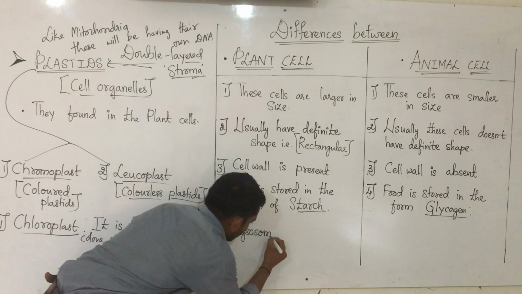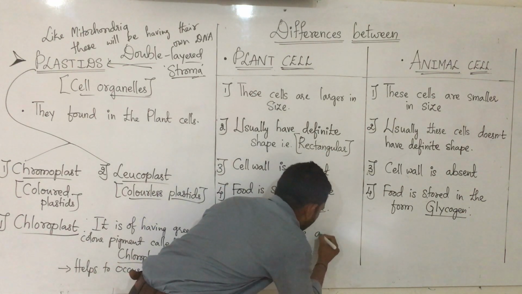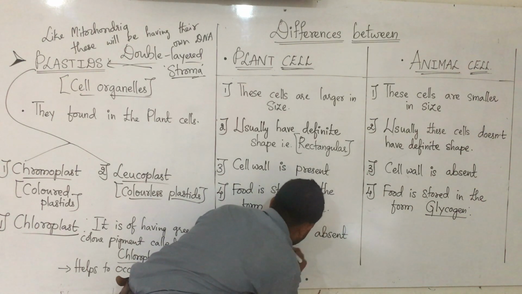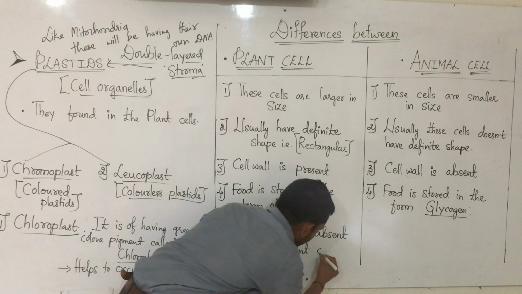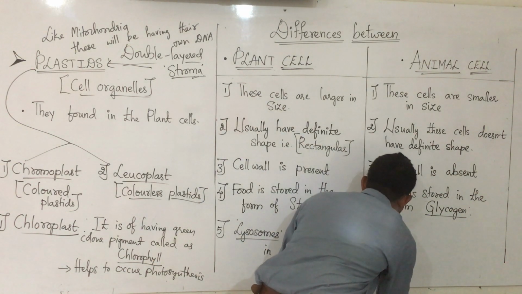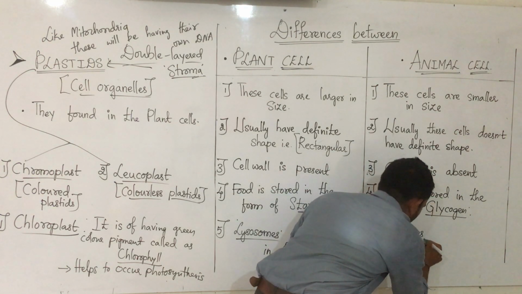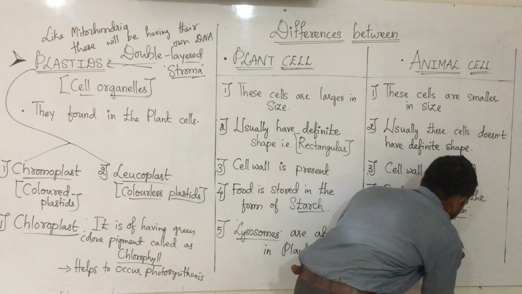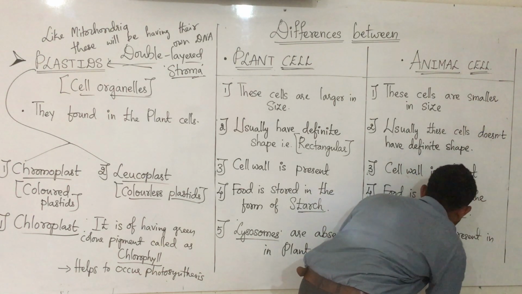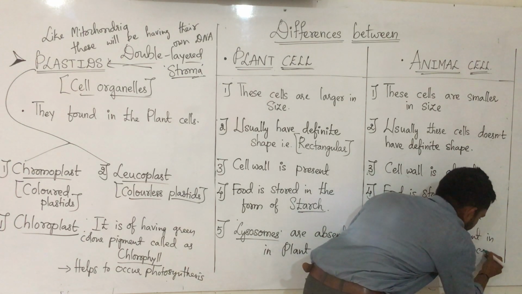Lysosomes are absent in the plant cell, whereas lysosomes are present in the animal cell. So this is also a difference.